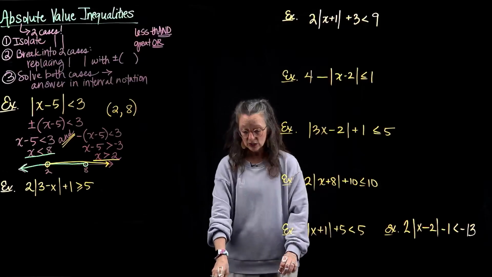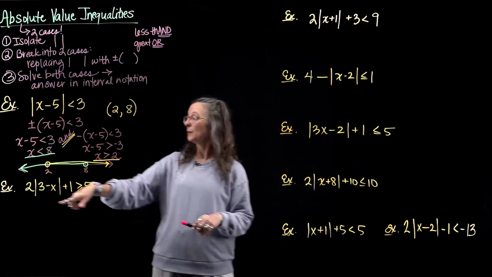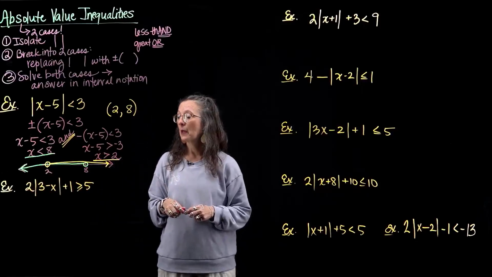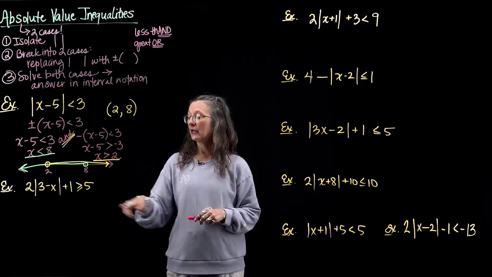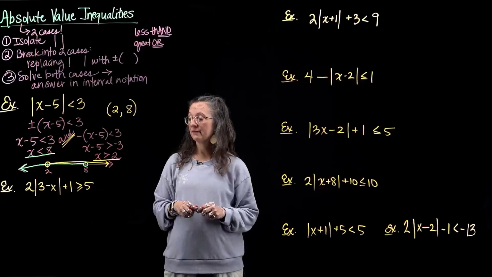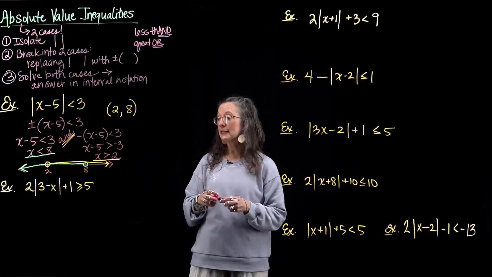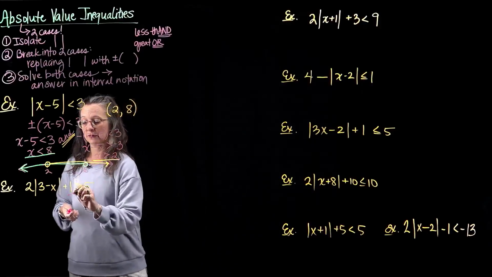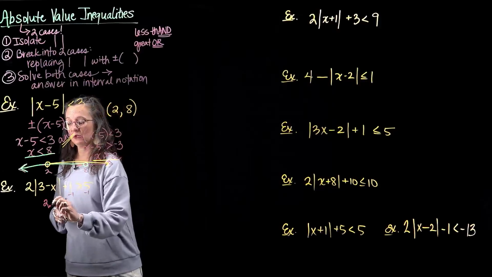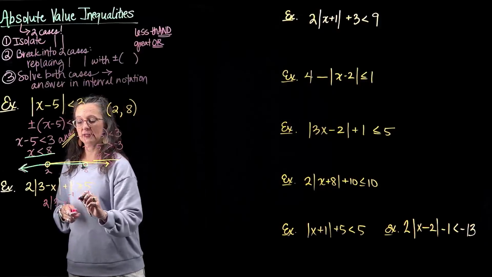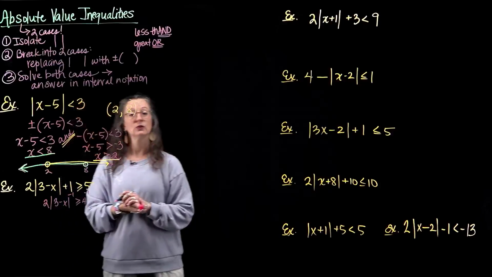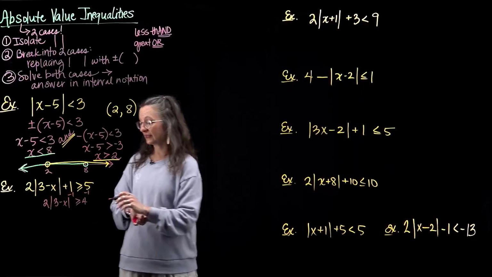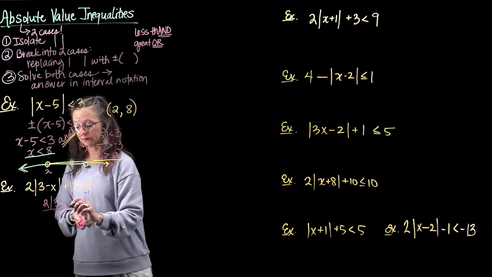Okay, let's look at another one. My next example, I have 2 times the absolute value of 3 minus x, plus 1, is greater than or equal to 5. So the first thing we want to do is isolate that absolute value. I'll subtract 1 from both sides. So I have 2 times absolute value of 3 minus x is greater than or equal to 4. I need to divide by 2 to isolate that absolute value.